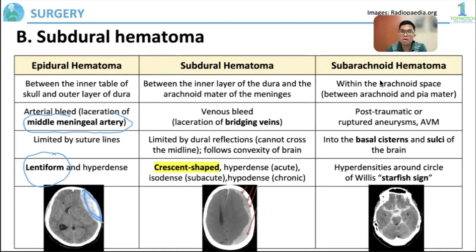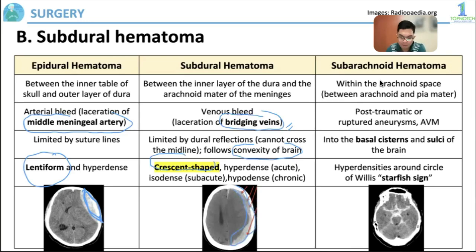Next is a subdural hematoma, subdural below the dura. So it's between the inner layer of the dura and the arachnoid of the meninges. And it's usually venous yung bleed niya. So it's a laceration of the bridging veins. Okay? Because the brain is compliant, it follows the convexity of the brain. Kaya siya crescent shape or banana shape. Okay? And depending on the chronicity, pwede siyang hyperdense, isodense, or hypodense.